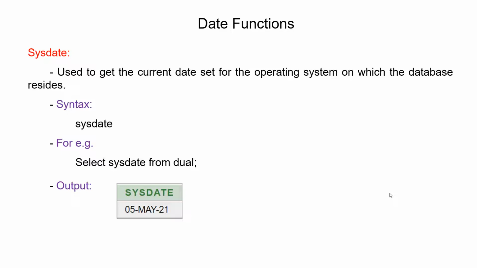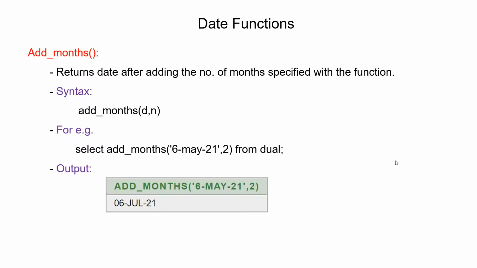set for your operating system, on which your Oracle database is going to store or reside. The syntax is, you only have to write sysdate. For example, select sysdate from dual. It will give the current date or system date in Oracle format. The Oracle format is DD-MON-YY, so DD is date, MON means first three letters of the month and YY is the year.